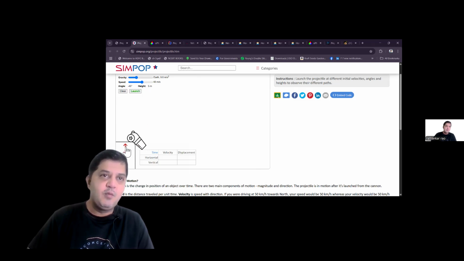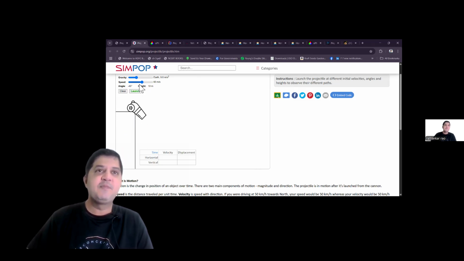Will I be able to change? Wow, I am able to change the height also. I'll keep the height over here at 10 meters, and I can change the speed. I can also change the gravity. I can change anything over here.